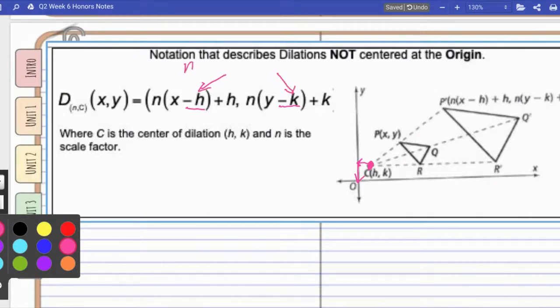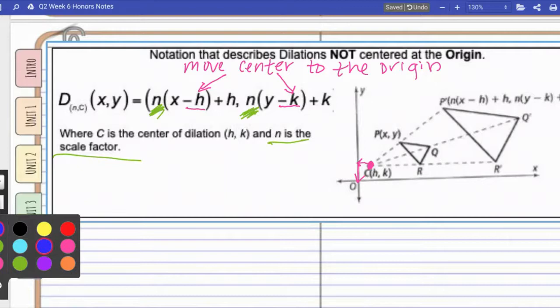We have to move the center to the origin. Now, depending on which way we're moving, this may be a plus h or a plus k. It just depends on if we're moving left, right, up, and down. After we move it to the origin, we can simply apply the rule, which is multiply by the scale factor. That's what n is.